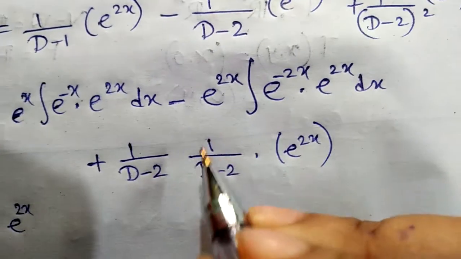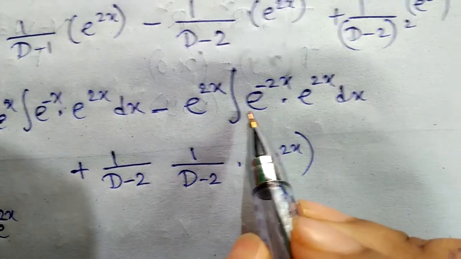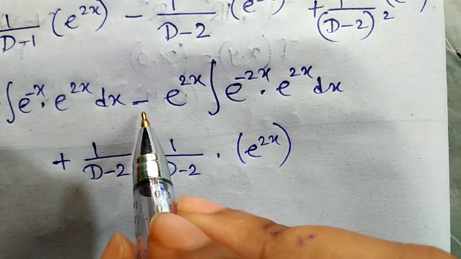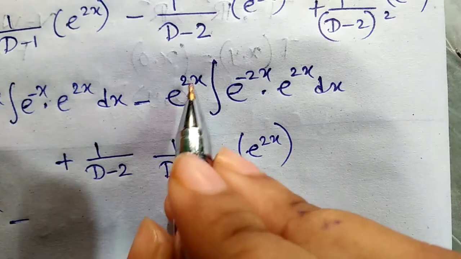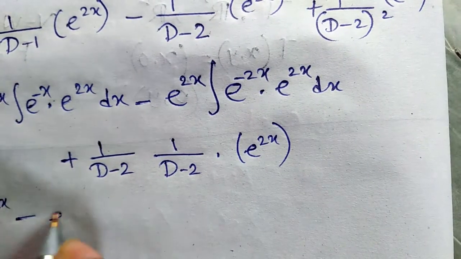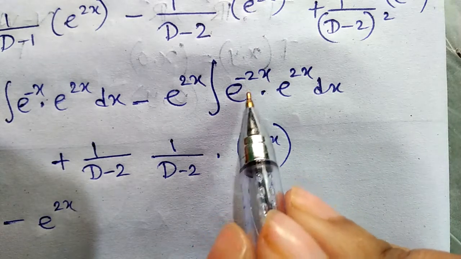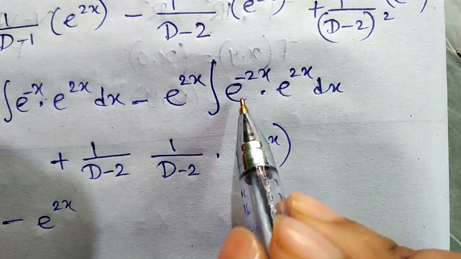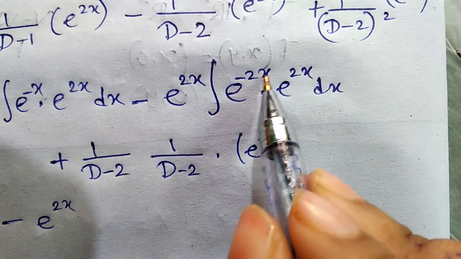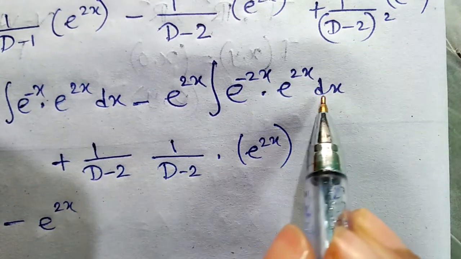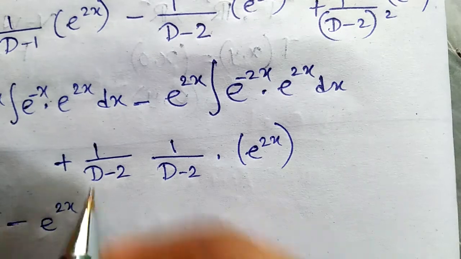Next, coming to here, so here is minus e to the power 2x, then integration, this is 0, e to the power 0, that is 1, so integration dx is x.